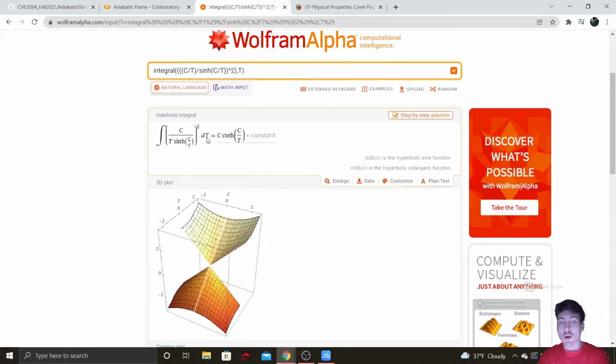So our change in the temperature is going to be equal to the constant C times the hyperbolic cotangent of C over T plus a constant, but we don't need to worry about that constant because it's not going to affect our calculations too much.